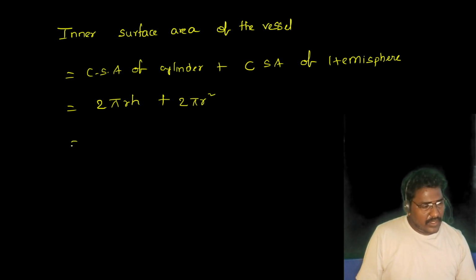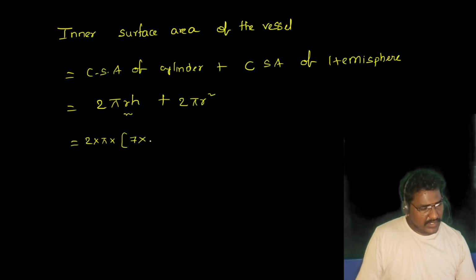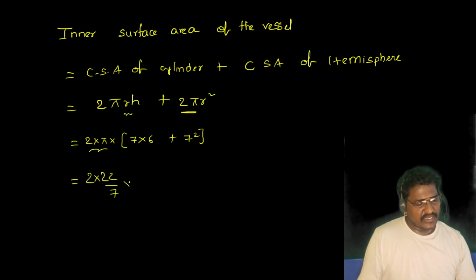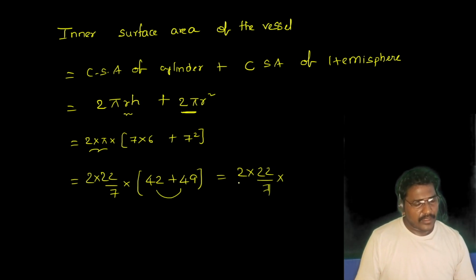Now 2 into pi keep as it is, and r we know that r is 7. Is it right? Yeah, 7. Into height of cylinder is 6, plus 2 pi, already we have taken it as common multiple, and r square, that means 7 square. So now if you calculate it, 2 into 22 by 7 into 42 plus 49, it will become 91.